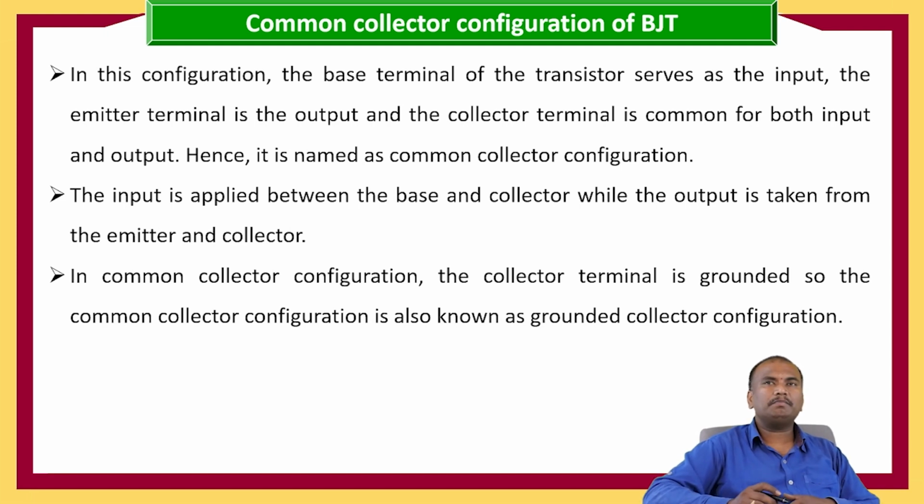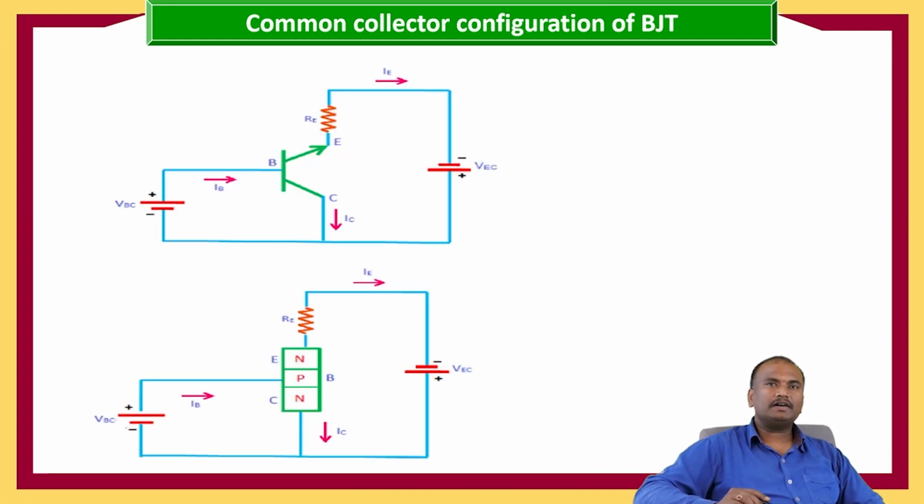The input is applied between base and collector and the output is taken between the emitter and collector. In common collector configuration, the collector terminal is grounded. So the common collector configuration is also known as grounded collector configuration. This is the common collector configuration circuit. Here the base to collector junction will be forward biased whereas emitter to collector junction will be reverse biased.